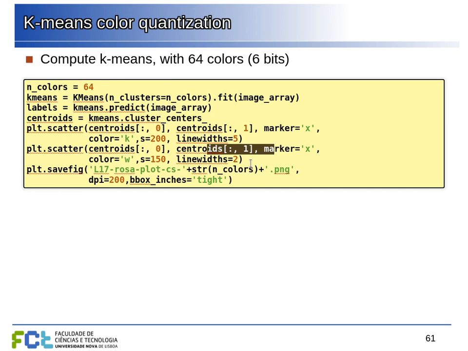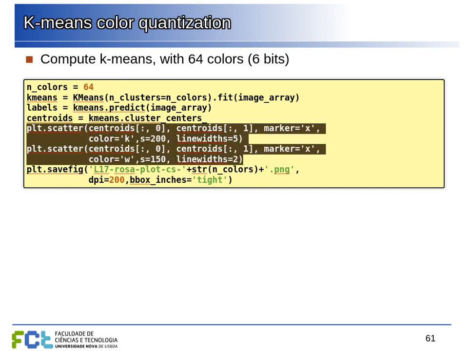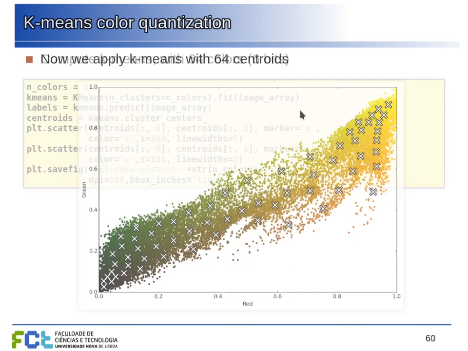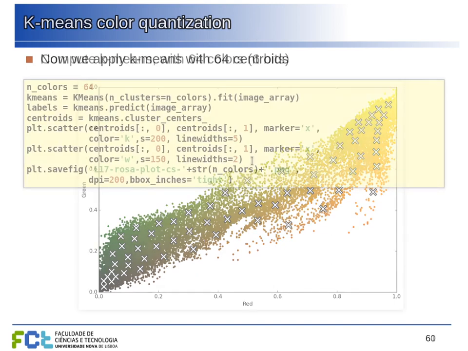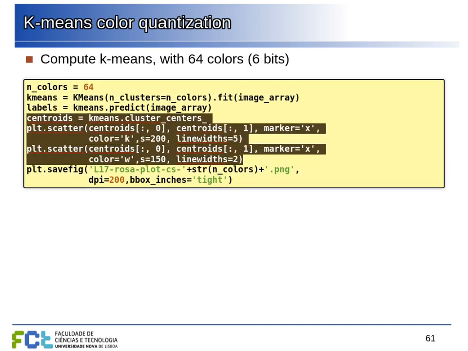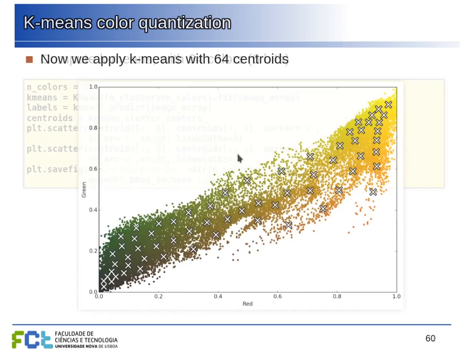Basically, I'm doing two scatters here because I'm writing across an X marker in black and then overlaying it with a white marker, so that we get this effect of having a white cross over a black cross that is slightly larger, so that we can see it both on the lighter colors and on the darker colors. But this is just a trick to do that plot, but it gives us an idea of how the centroids are distributed.